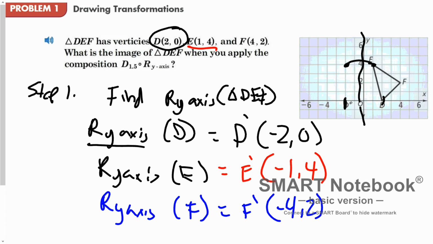And then we can go ahead and graph those. E prime is right there. D would be down here, right here, D prime, and then F prime would be at 4, but it's opposite, so -4 and up 2, right there. So that is folding it about the y-axis. Okay, and then we have a dilation of 1.5.